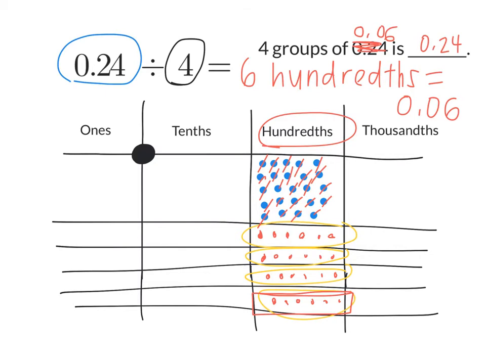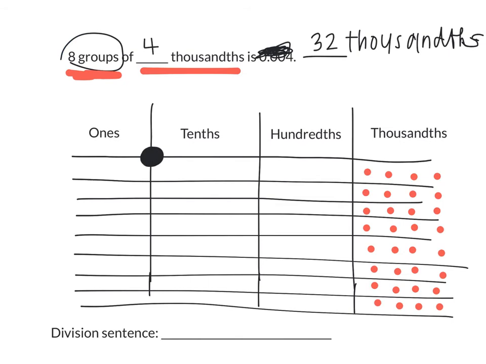This place value chart shows 8 groups of 4 thousandths, because here I have 1 group, and in that group I have 4 thousandths, and altogether I have 8 groups. So that's 8 groups of 4 thousandths. How much do I have altogether? How many thousandths did I draw altogether with those dots?